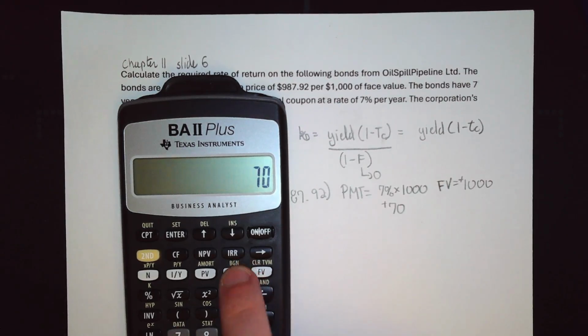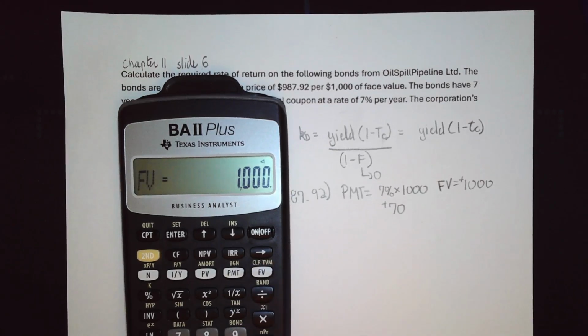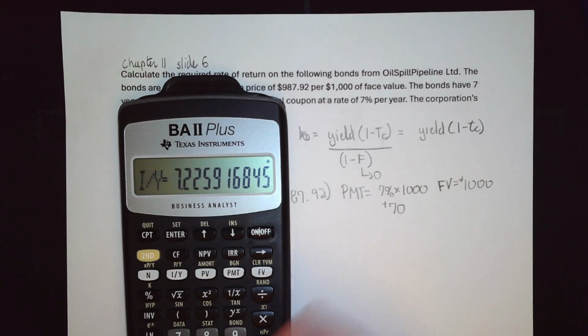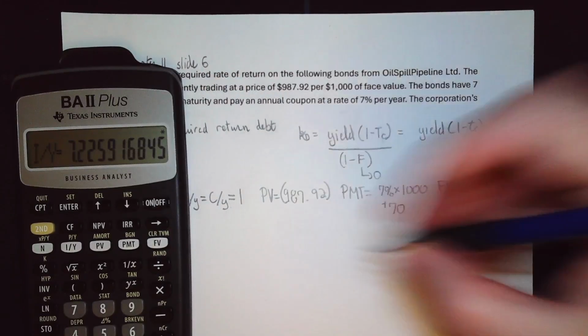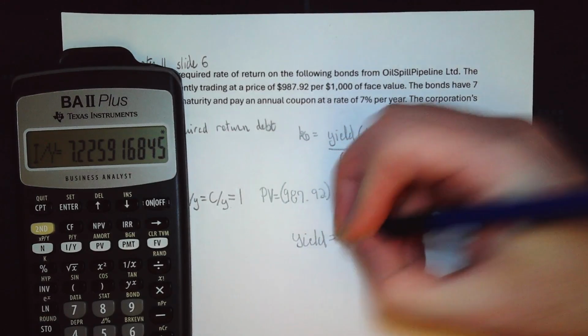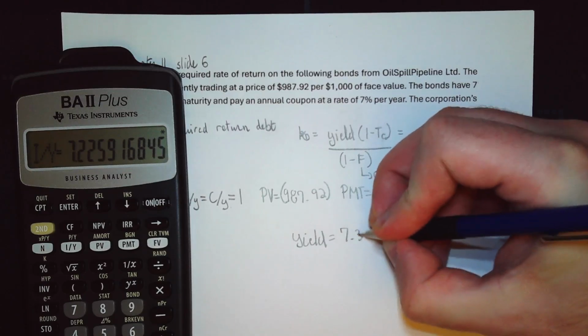Our payments are 70. And my FV is 1000. I make sure that P over Y, C over Y is 1. I already did it, but I had kind of forgotten. Okay, and then I can just compute the interest rate or the yield on the bond. And I get that the yield on the bond is 7.23%.